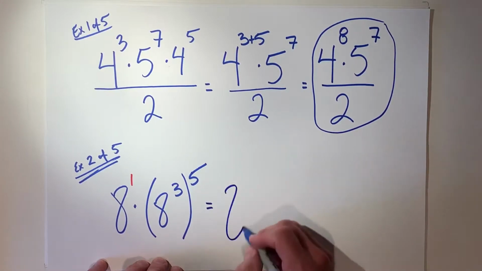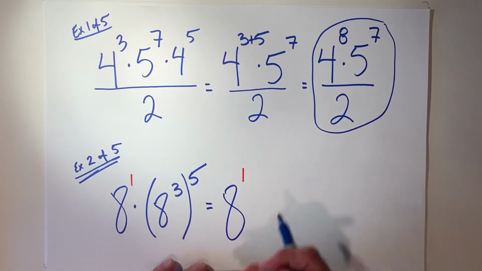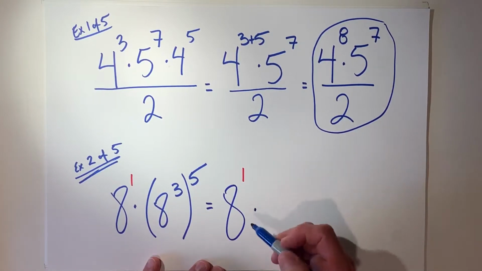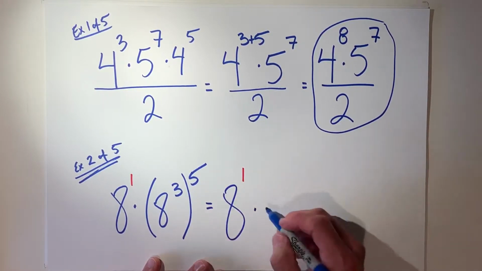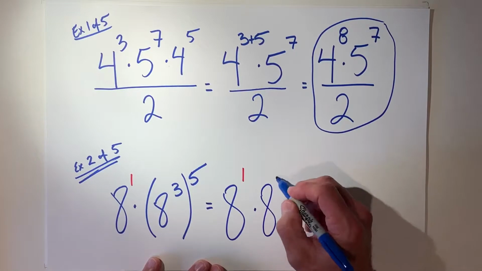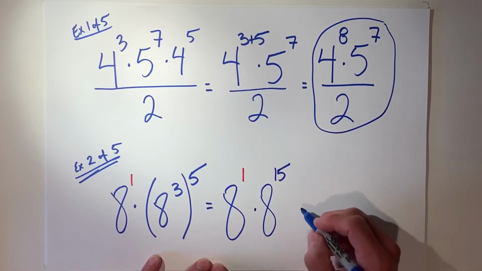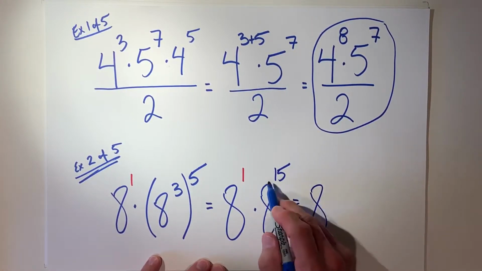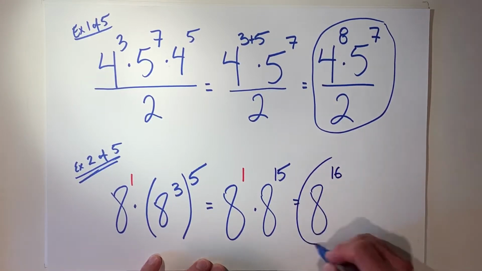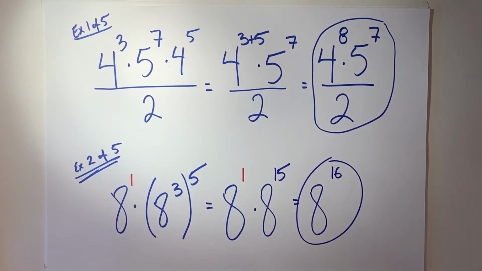So here's what I have. I have the 8 with the original red 1. I have the times, and I remember this is 3 times 5. So I have 8 to the 3 times 5 is 15. And now I'm going to, again, apply a different exponent rule. Same base with exponents that are side by side. That's 1 plus 15 or 16. And I'm done. That's all you need to do to answer these questions.